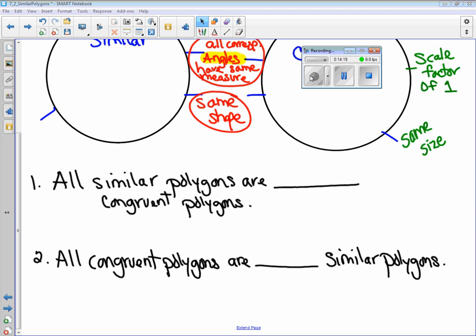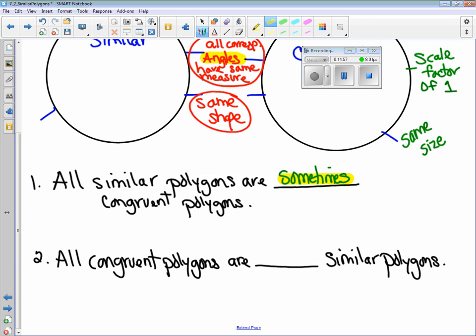Based on what we just learned about the difference between similar and congruent, what do you think? All similar polygons are always congruent, sometimes congruent, or never congruent? Taylor, what do you think? Sometimes. And when is that sometimes? When the scale factor is what? 1. So the only time that a similar polygon is a congruent polygon is when the scale factor is 1. So we will put sometimes in that answer. Good.